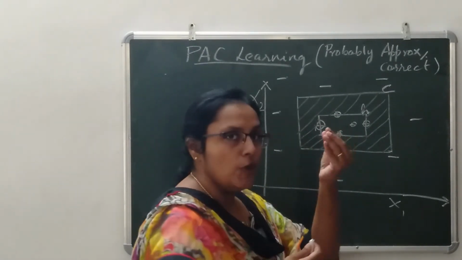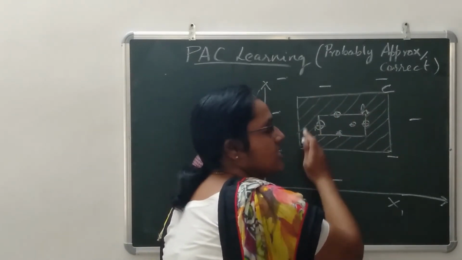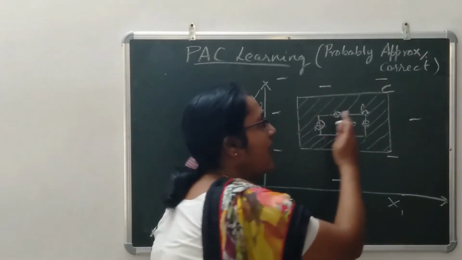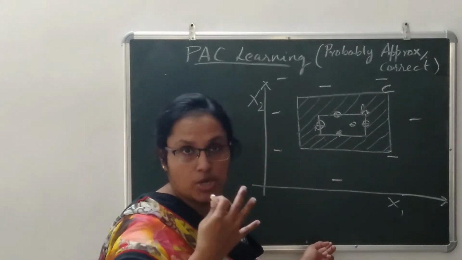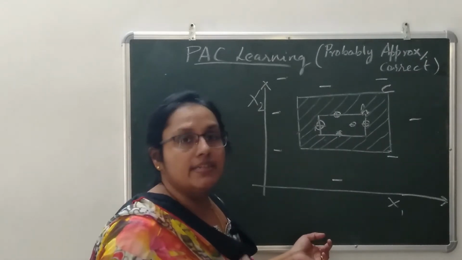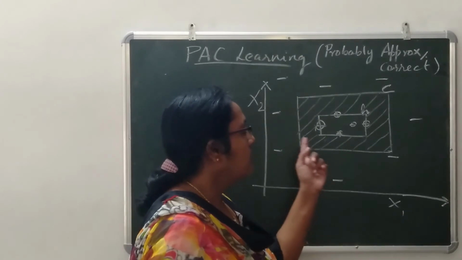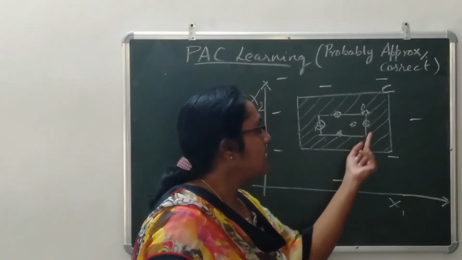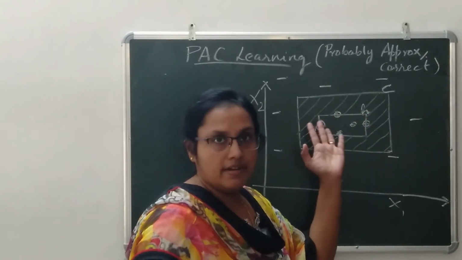Since it is unknown to us, what is the reason actually? If I had even a few examples in this area, the hypothesis H determined by the learner algorithm would have been closer to my actual hypothesis or actual concept class, right? So what is my error? Simple, my error is this area, not this area. Any examples within this area, that is my error.